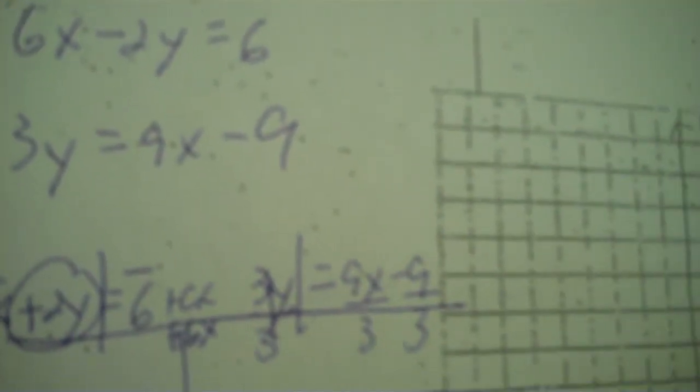Now here's how I write the answer here. Remember, when they were parallel, it was no solution. Okay? When the lines end up exactly the same, it's something known as infinitely many solutions, otherwise known as IMS. Okay?